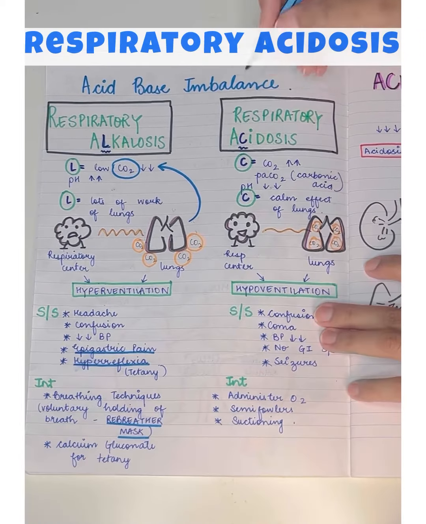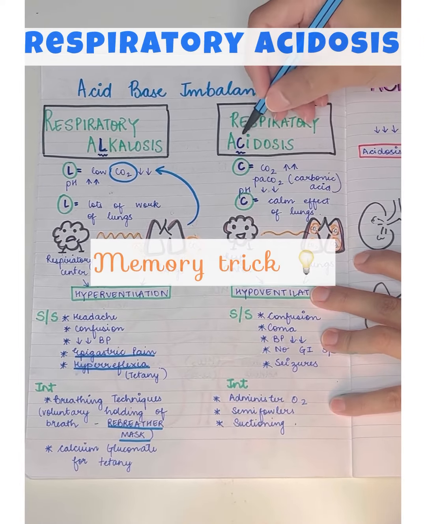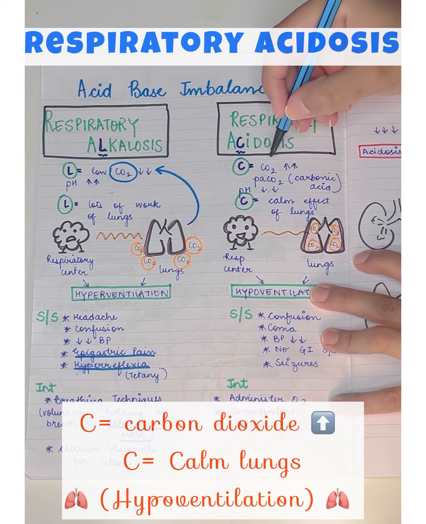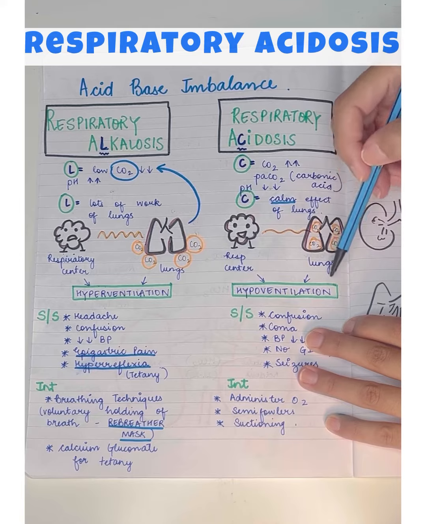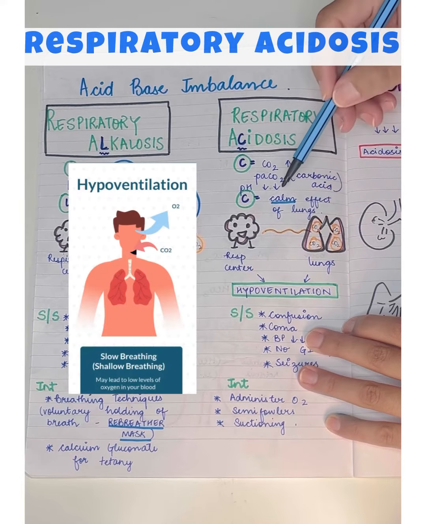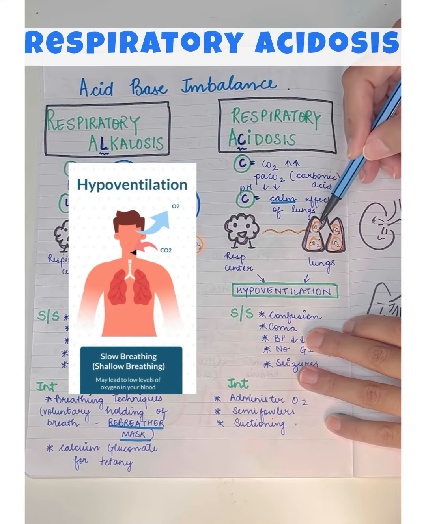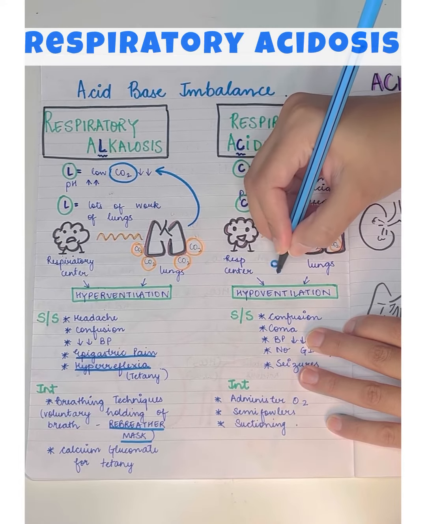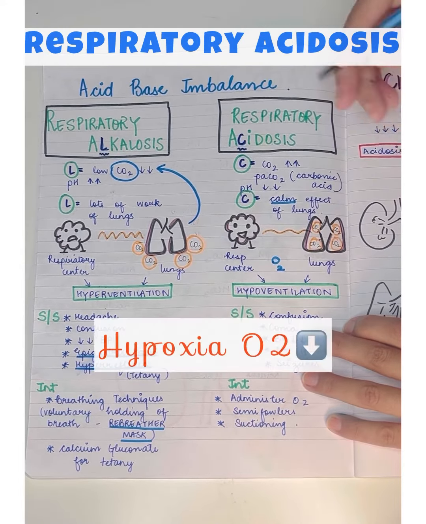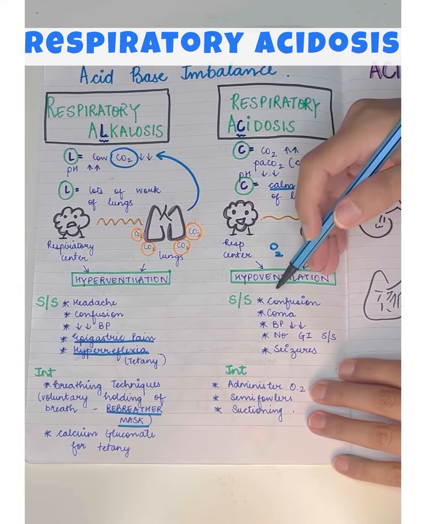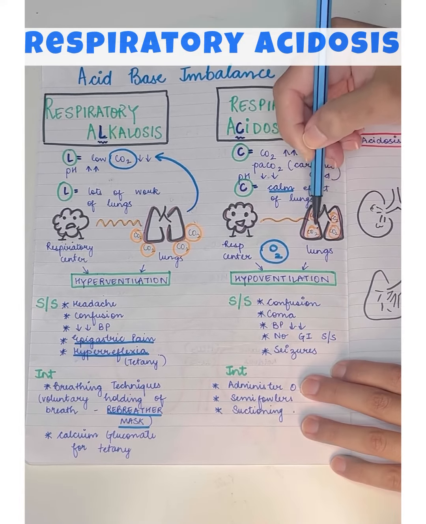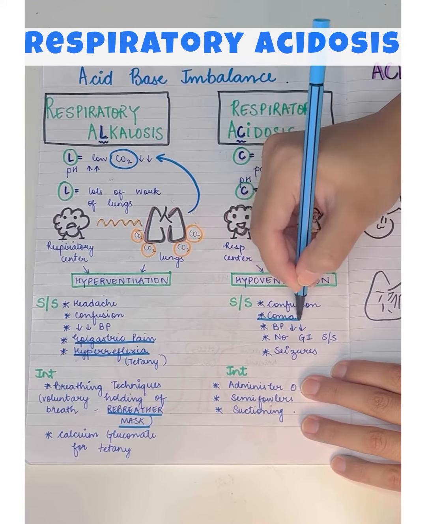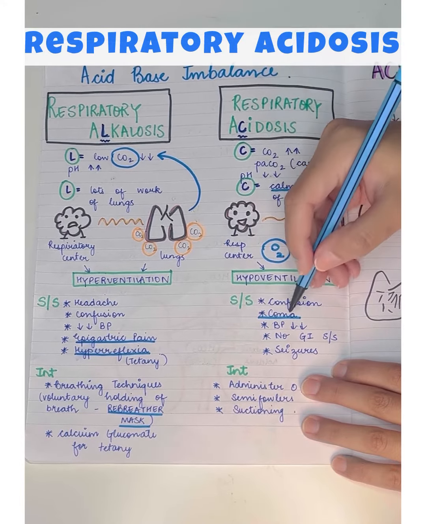Respiratory acidosis, the memory trick you have to remember is C. So C comes in acidosis, and C stands for carbonic acid. So from hypoventilation, the patient is retaining too much carbon dioxide and exhaling a lot of O2. Therefore, the patient is in hypoxia. The signs and symptoms, with a lot of CO2, include confusion and one significant feature, coma. So always acidosis is related with coma.